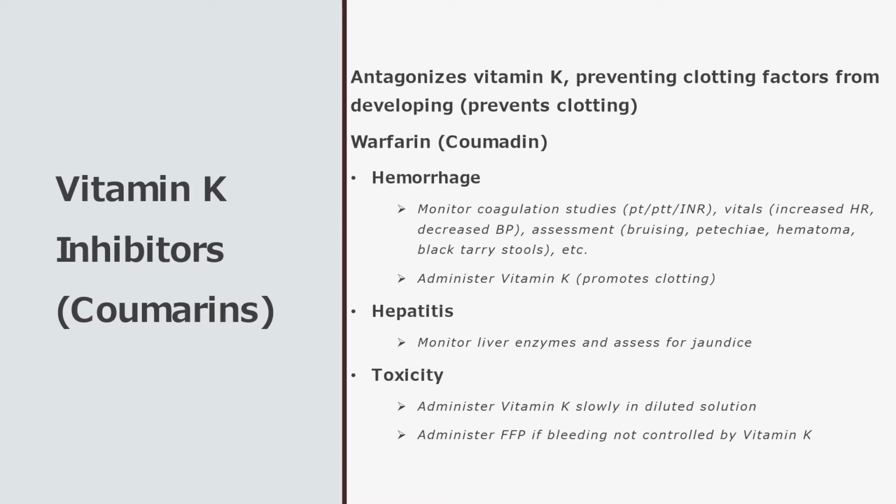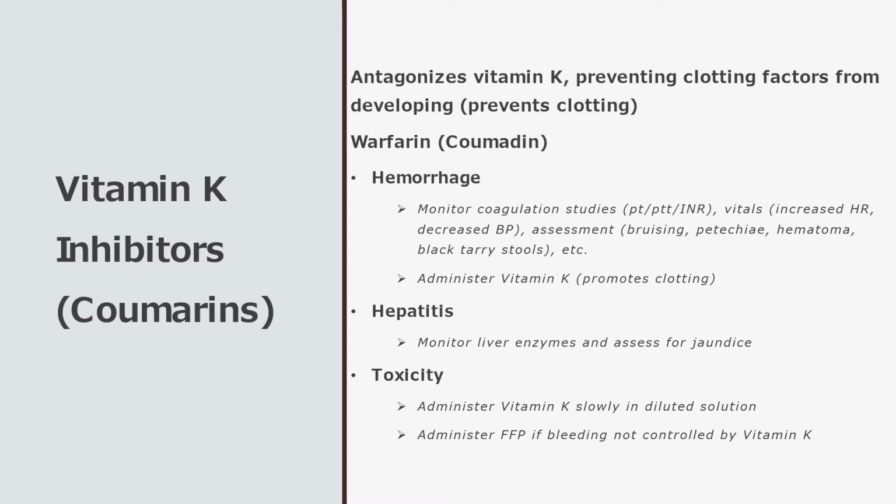Then our next one is hepatitis, because vitamin K is developed in your liver. If we're antagonizing a part of the liver's normal processes, a condition that can happen is hepatitis. So we're going to need to monitor their liver enzymes and assess for any signs of jaundice as well during therapy. And then the last specific one for this area is going to be toxicity.